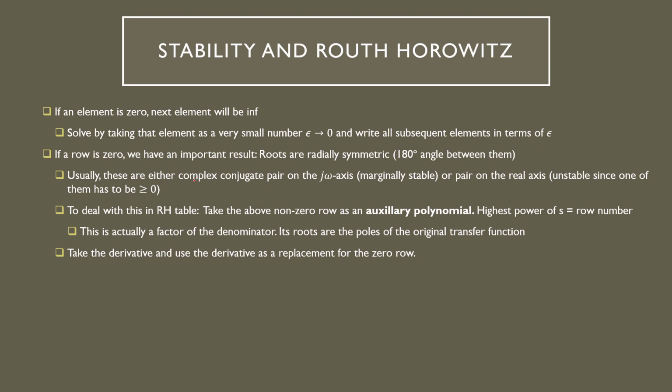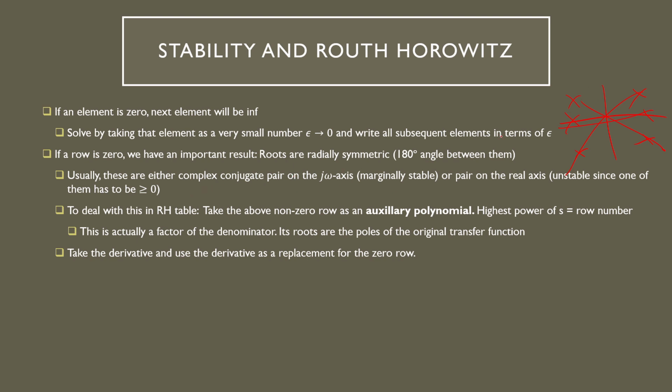If you have a row that is fully 0 though, this is a result that you can use, so you can't use the element result of the entire row as 0. If you see an entire 0 row, you can say that the roots are radially symmetric. That means that there's a 180-degree angle between them, something like this, or like this, or like this, or they could also be on the axis.